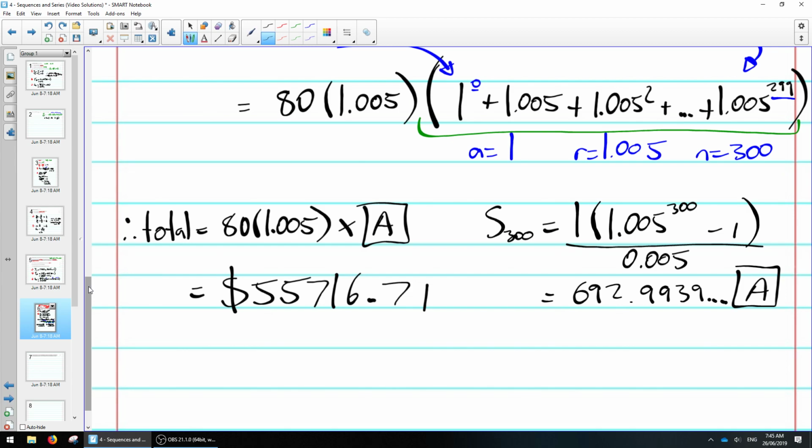So quite a bit of work, but it just follows that same kind of procedure of listing out all the terms, factorizing and collecting it, making a little geometric series, and then finding that mini sum, timesing it by whatever you have left. And what we're saying here is, by putting in $80 into a bank account at the start of each month for 25 years, with all the interest that's added up into it, we get $55,716.71. Not too bad.